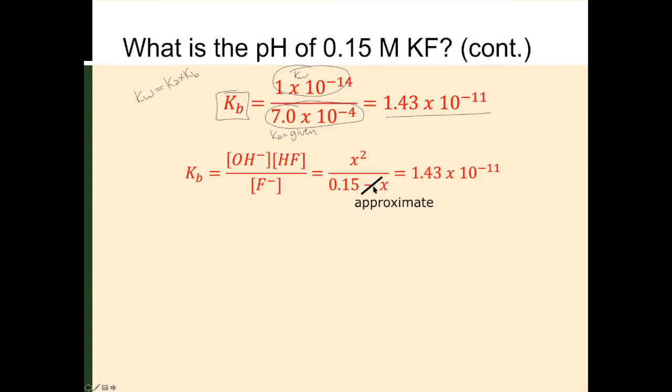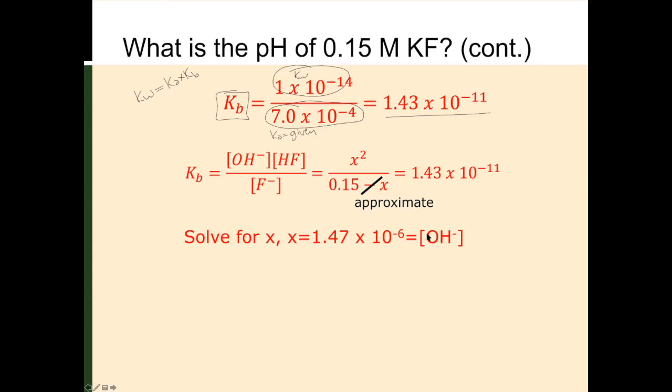So I just end up multiplying both sides by 0.15, cancels over here, changes that number. Then I just take the square root of both sides, and that makes this x, and then it's the square root of that product over there. If you solve for x, you get a value of 1.47 times 10 to the minus 6, which, if you look at your table, is the equilibrium hydroxide ion concentration.